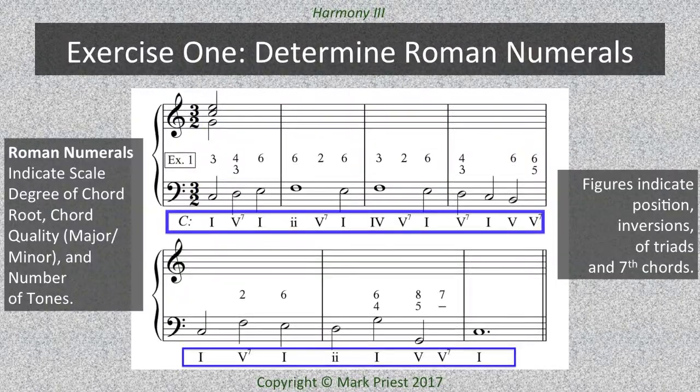With the bass figures and notes as guides, determine the scale degree of the root of each chord. Whether a major, minor, diminished, or augmented triad is called for, and if a four-note dominant seventh chord is required. Write corresponding upper and lowercase Roman numerals below the bass of every chord.